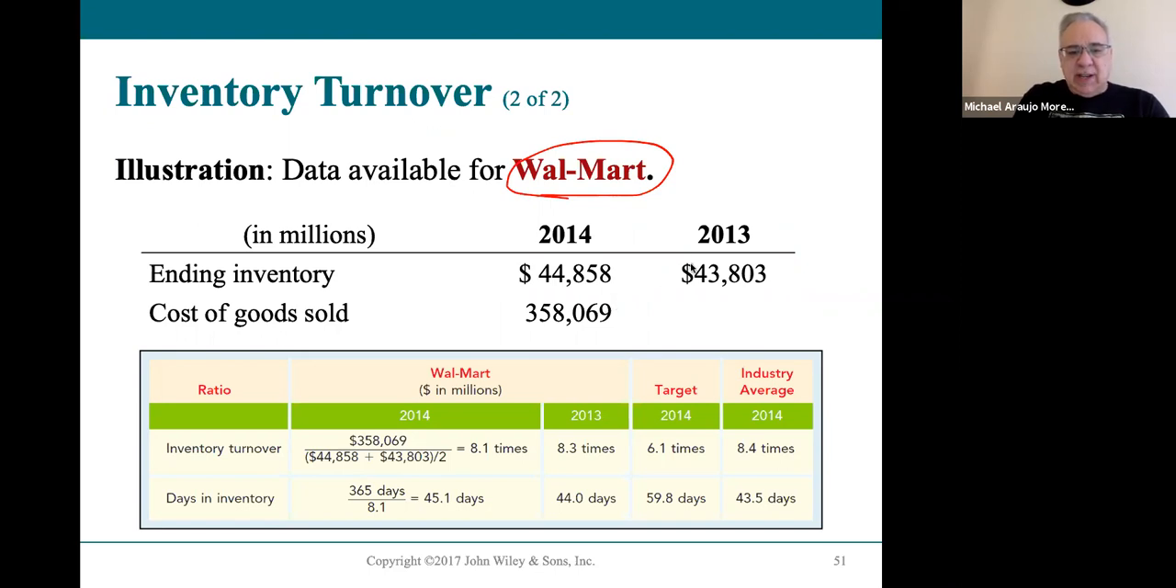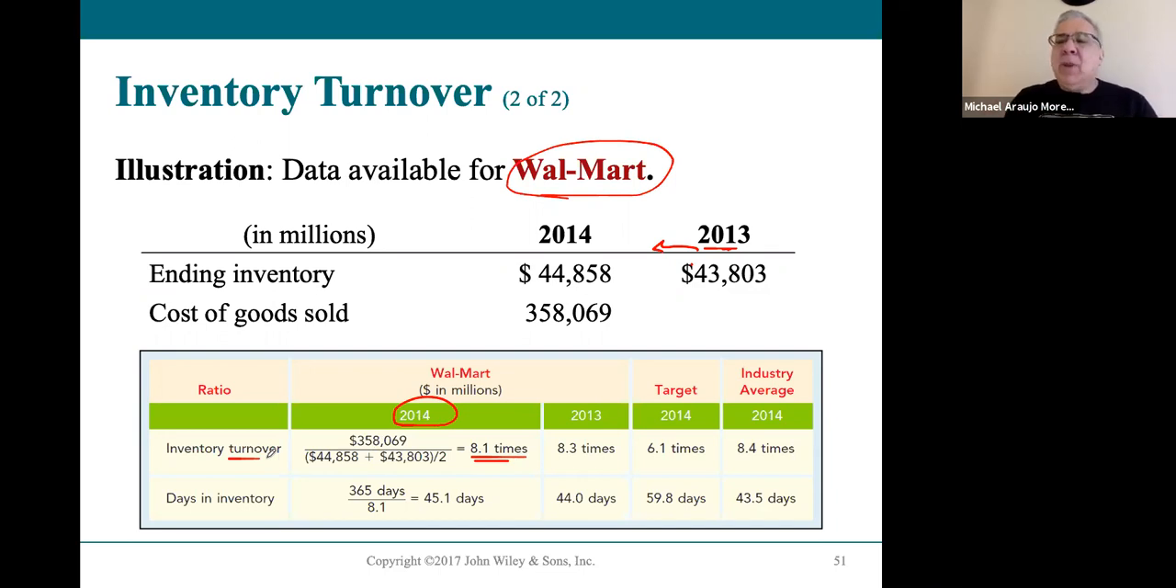You know your ending inventory for 2013 is your beginning inventory for 2014, right? So this is why these two are given to you. Okay, cost of goods sold for 2014, 358 billion divided by about 44.2 billion in inventory, average inventory. Walmart has an inventory turnover ratio of a little over 8 times. That's 8 times per year.